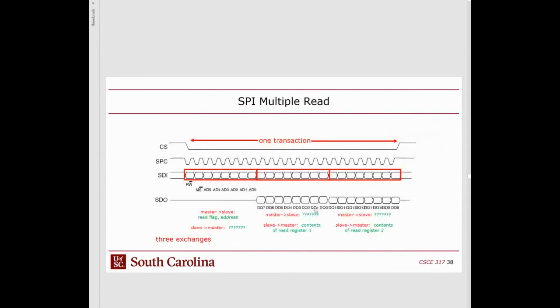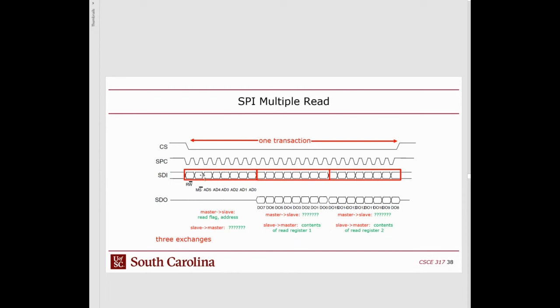Okay, so multiple reads. What if I want to write 2 bytes? Depending on the peripheral, if it's supported, you can do a multiple read or multiple write. So again, this came from a peripheral data sheet, and in this peripheral, in addition to the read or write flag, there was a multiple or single flag, which was basically just bit number 6, the second bit from the left.